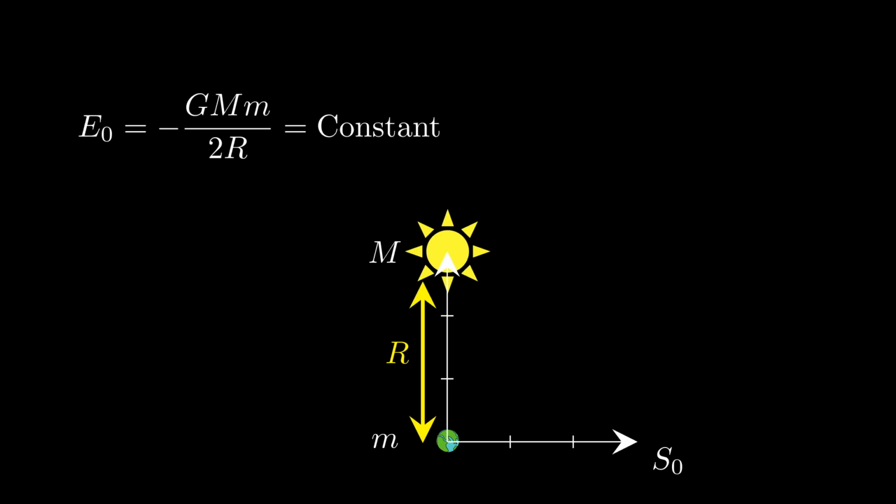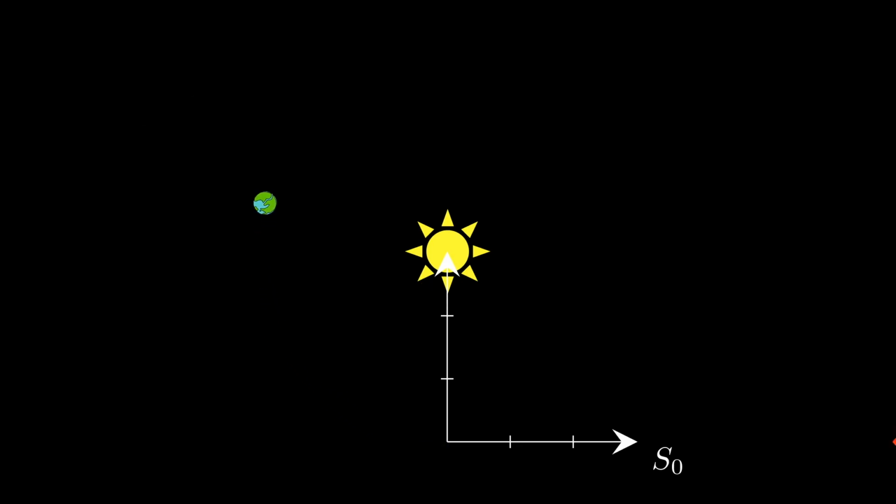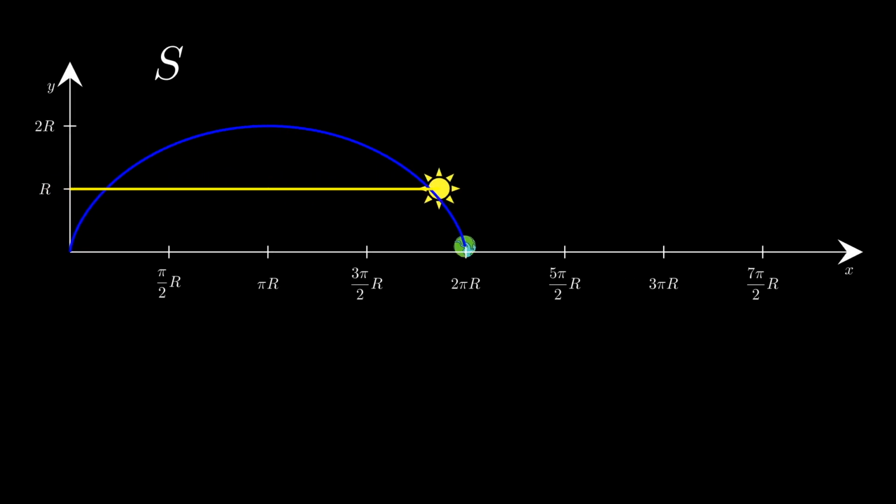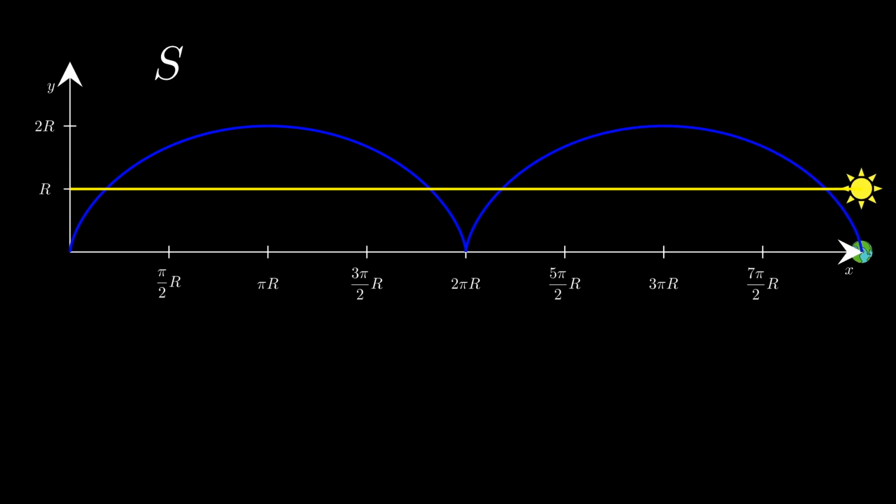But all this is quite simple and does not add anything new. So let us complicate things by reintroducing reference frame S. This is the spacecraft's frame, which moves to the left with a speed equal to the orbital speed, namely the square root of G times M over r. In frame S, the Earth is observed to describe a cycloid, while the Sun, which was at rest in frame S sub 0, moves in a straight line to the right.